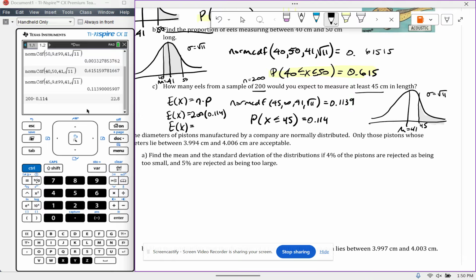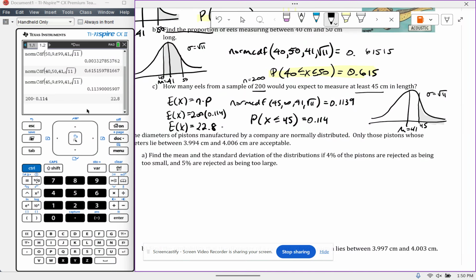22.8. I don't know. I just like to mess with him because he's right there. How many eels is this? If we have 22.8, can you have 22.8 eels? We should round it up to 23, right? It's about 23 eels, right?